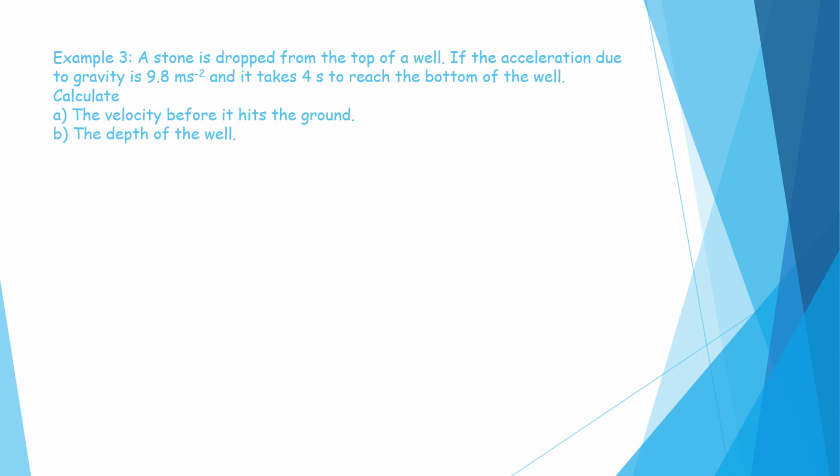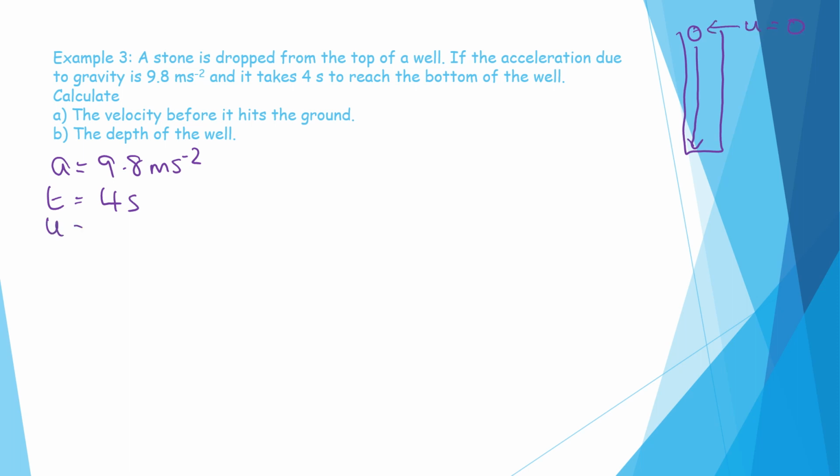Now let's look at our final example. In this example, a stone is dropped from the top of a well. So here's our stone. It's dropped down a well all the way to the bottom. If the acceleration due to gravity is 9.8 meters per second squared and the time is 4 seconds to hit the bottom, calculate the velocity just before it hits. So before you let it go, the initial velocity must be equal to 0. So what we don't know is the final velocity.